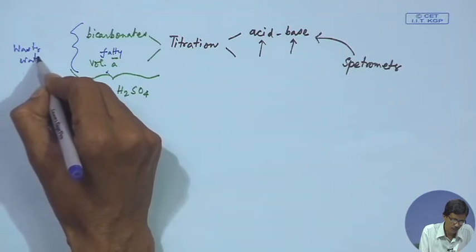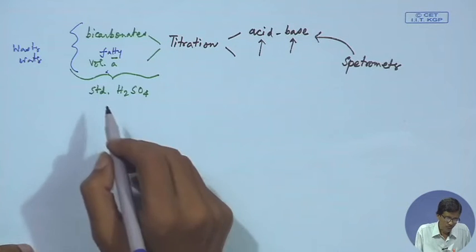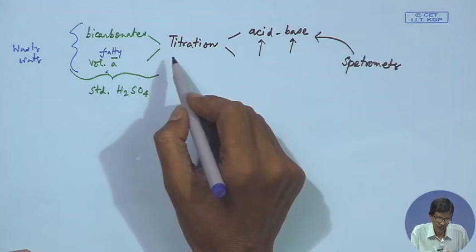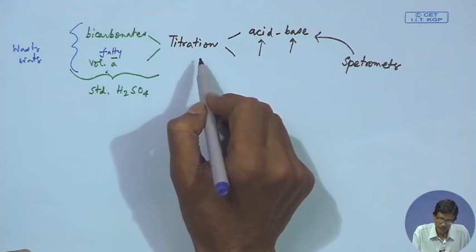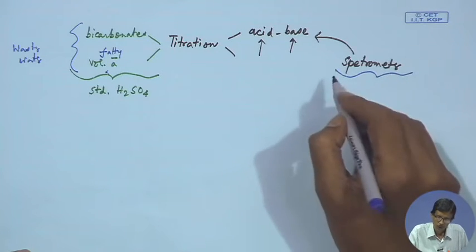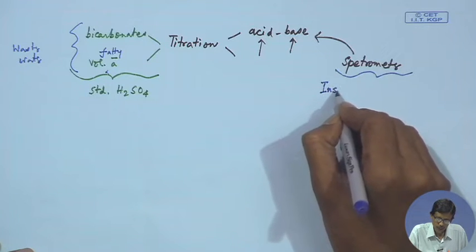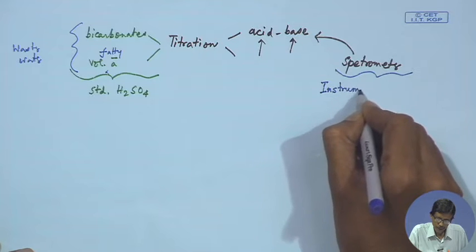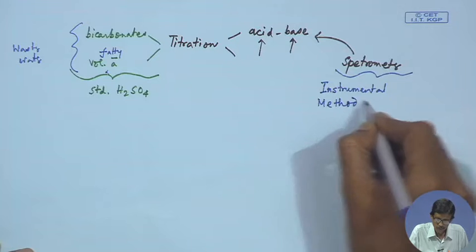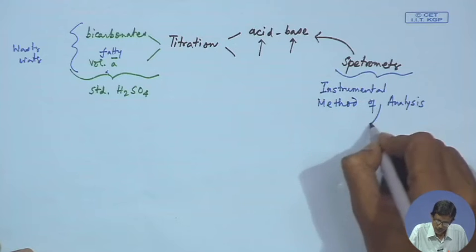At some point we will talk about this, but right now what I want to tell you is how we can design or think of a particular titrimetric method with the help of an instrument, because when we introduce a spectrometer, we can call it a method involving an instrument. So, an instrumental method of analysis or chemical analysis.